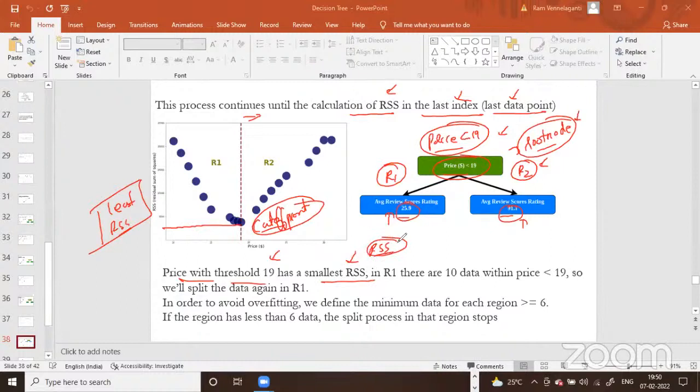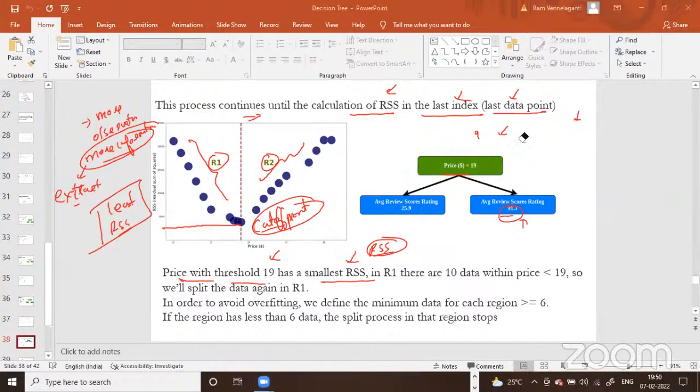Now what we are going to do? Now if you see, my region 1 and region 2, both of them are having still more observations. More observations are nothing but more information. More data means more information. So what you can do? You can extract this information. How you can extract this? Split it further. You are going to split your region 1 into smaller subsets. Split your region 2 into smaller subsets.